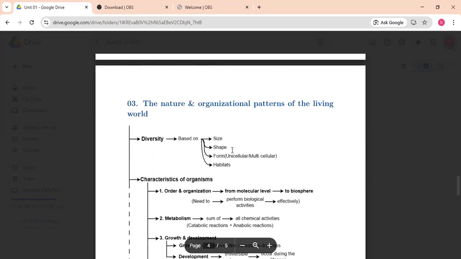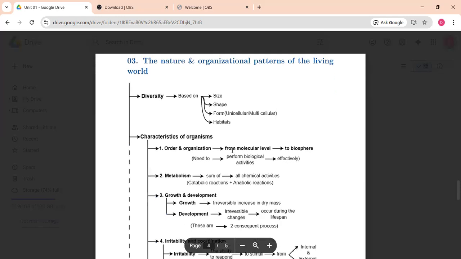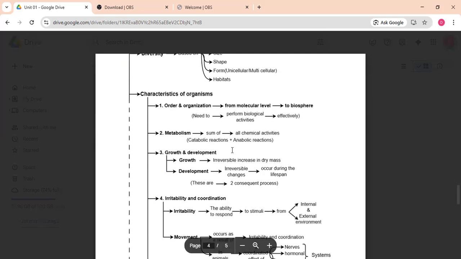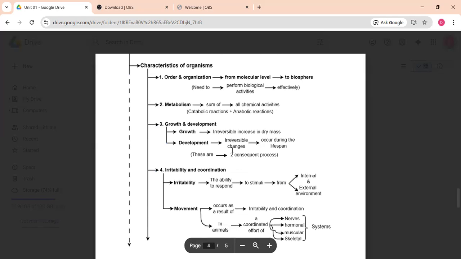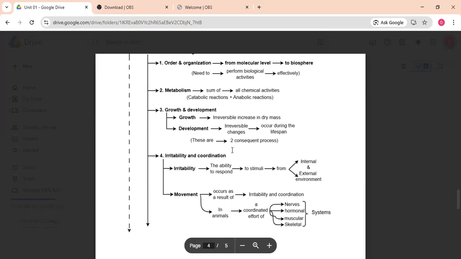Then we discussed the nature and organization pattern of the living world. The diversity is based on size, shape, form and habitat. What are the forms? Unicellular, multicellular. There are some characteristics of organisms. They are order and organization from the molecule level to the biosphere. It is needed to perform biological activities effectively. Then metabolism is the sum of all chemical activities, catabolic and anabolic reactions. Growth and development: growth is the irreversible increase in dry mass, while development is the irreversible change that occurs during the lifespan. These are two consequent processes.